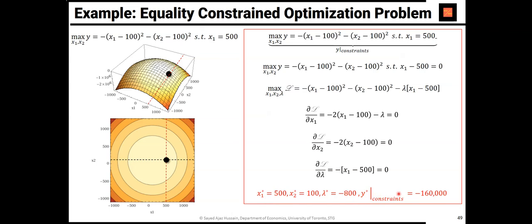Here's lambda, here's the value y star. You know what lambda star means. It means that right now, x1 is equal to 500. If you now force x1 to be equal to 501, your objective would fall by roughly 800. Okay? You would go down the mountain by 800.